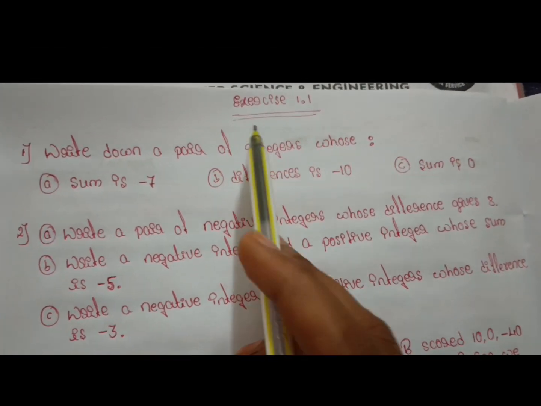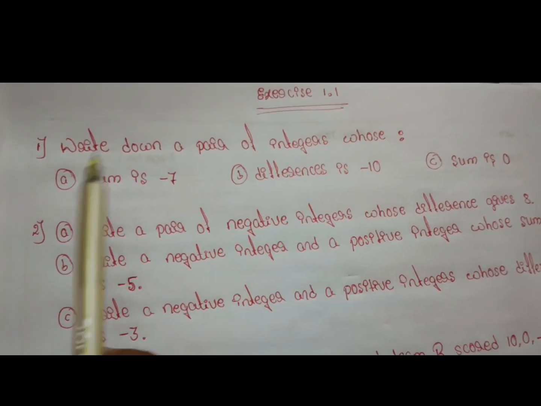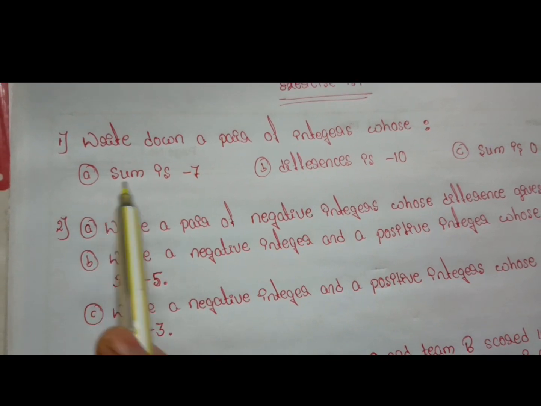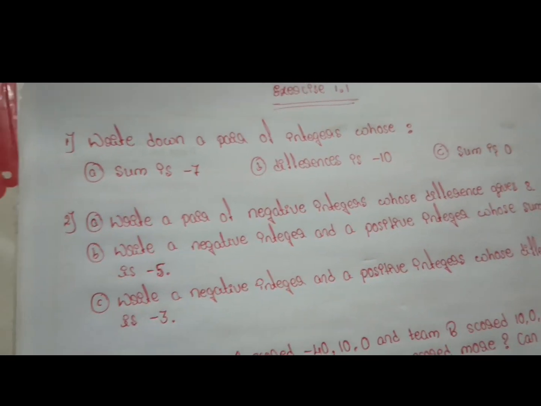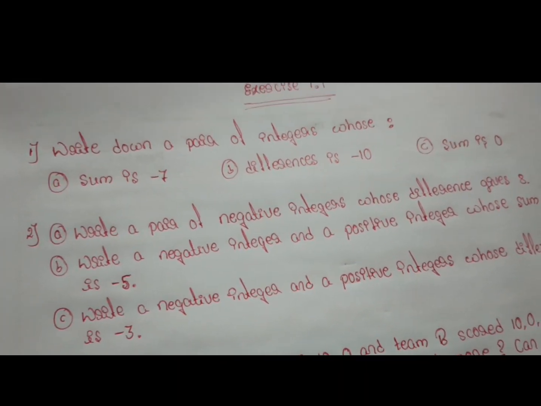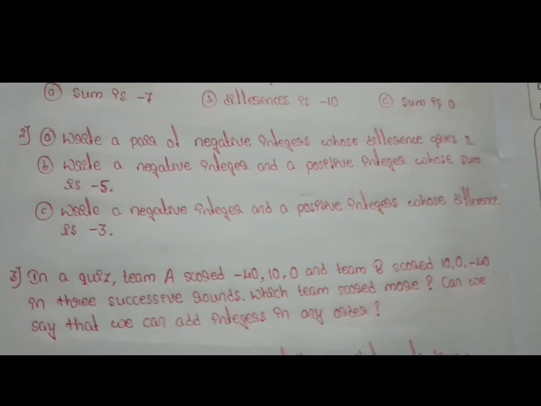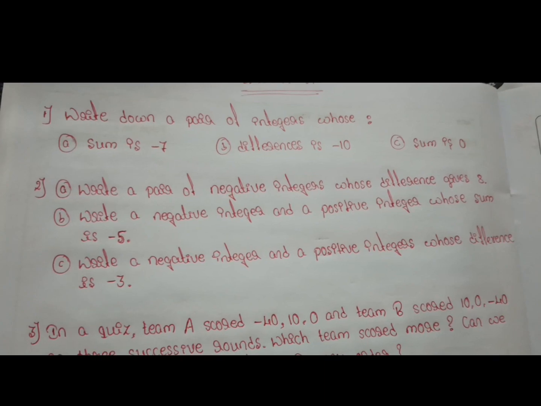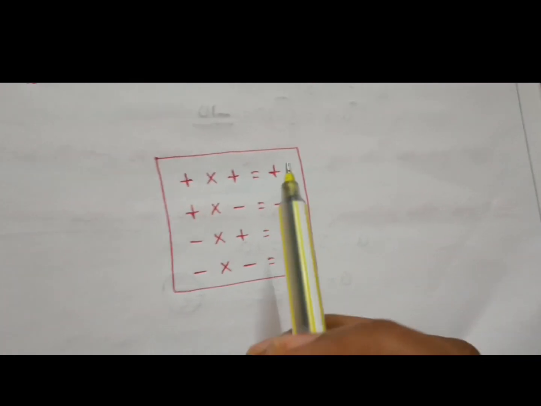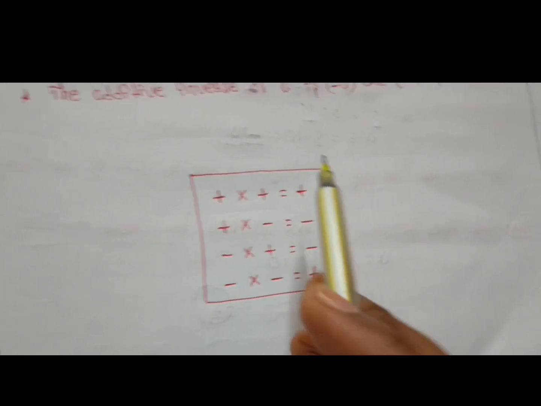Now exercise 1.1. First question. Write down a pair of integers whose sum is minus 7. Before solving these type of problems, I will tell some rules or tricks whatever. I think you guys already know these rules, but we will just recall it once. This table. You have to remember this table to solve that type of problems.